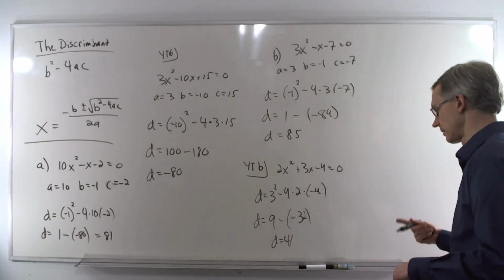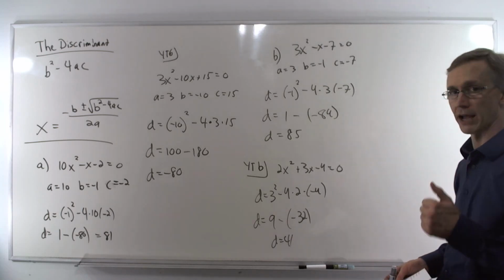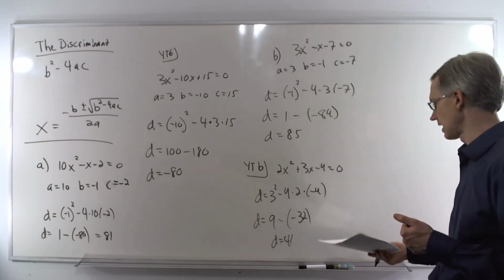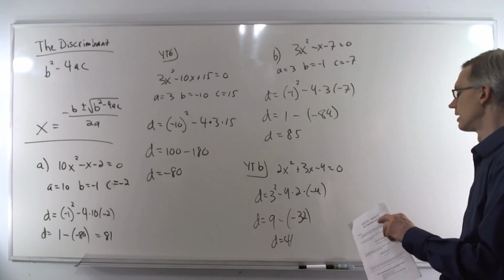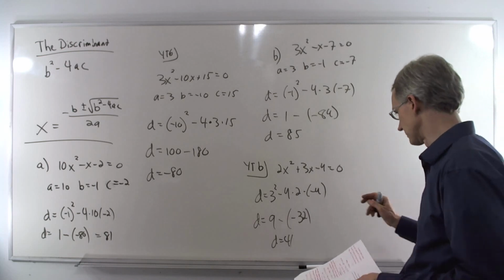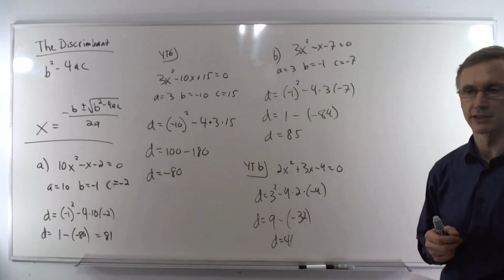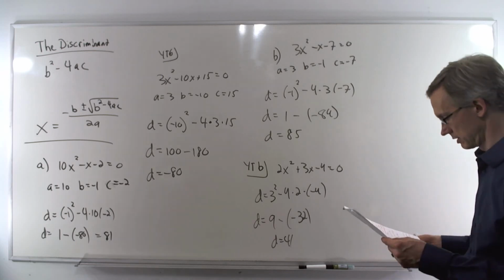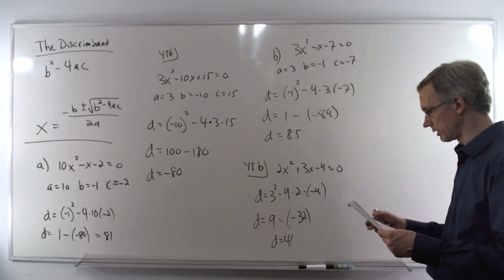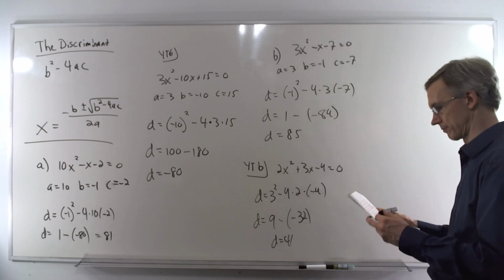So 41 is positive. I'm sorry, misspoke. It's positive, so we get two real solutions. It is not a perfect square, so we get irrational solutions. So two irrational solutions, and we need the quadratic formula for that one.